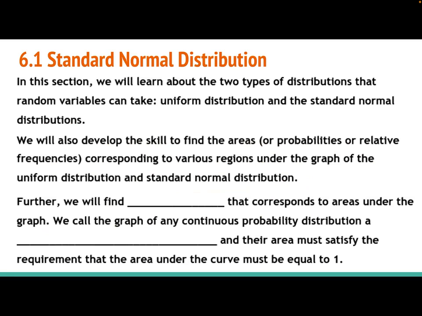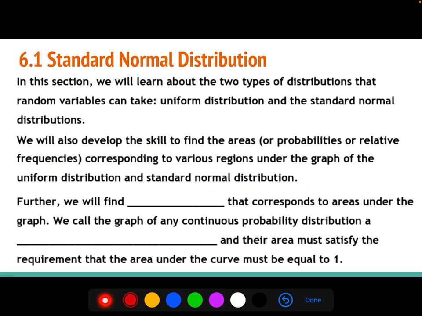First, we need to look at two types of distributions of random variables. One's uniform, one's standard normal. We're also going to find the areas or probabilities under the curve for both the normal and standard distribution. This will tie into some of the calculus that you might do later on in life. And the first thing we're going to find is the z-scores that correspond to the areas under the graph.